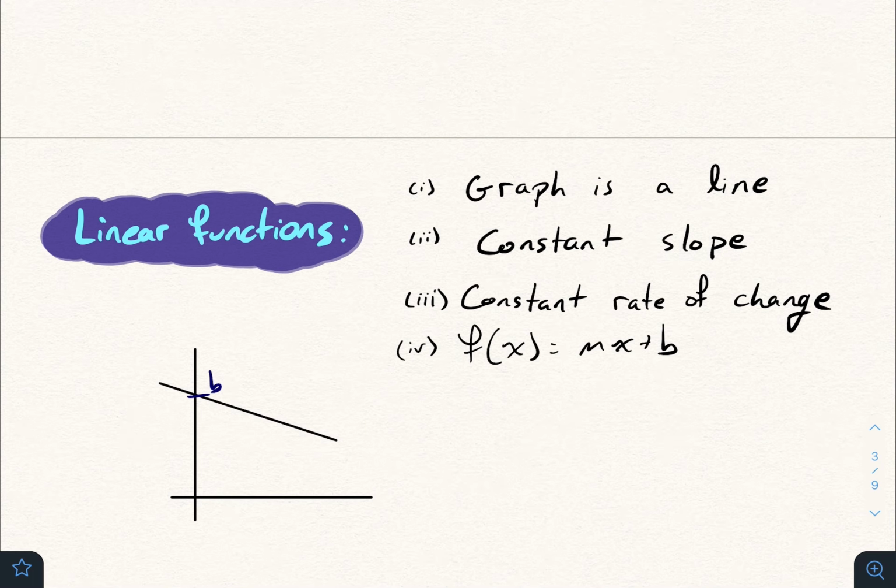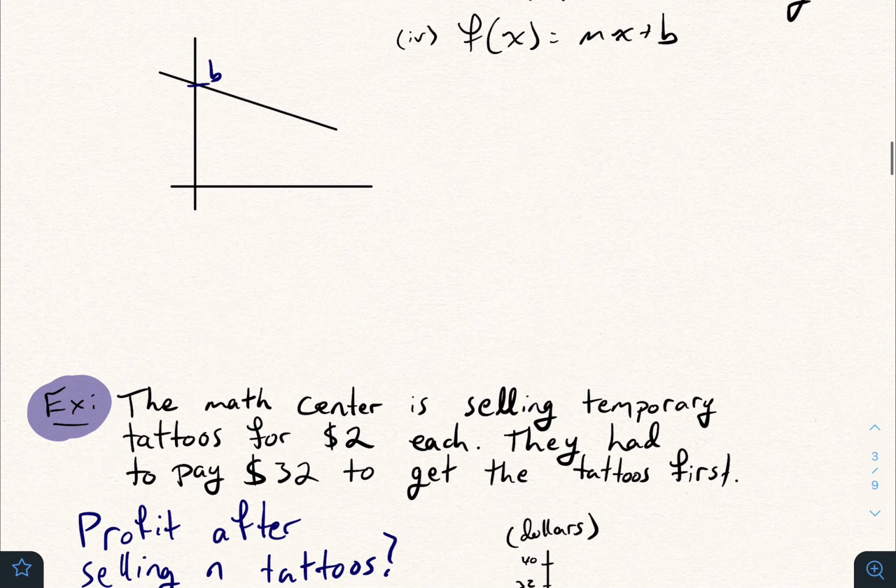And the last way that you could categorize them is that the function is going to have the form f of x equals mx plus b. You could do ax plus b or whatever, this is just more standard for whatever reason. m represents the slope or the constant rate of change of the function, and b is the vertical intercept. If you were to plug in x equals 0, you would get f of 0 equals m times 0 plus b, which is just b.